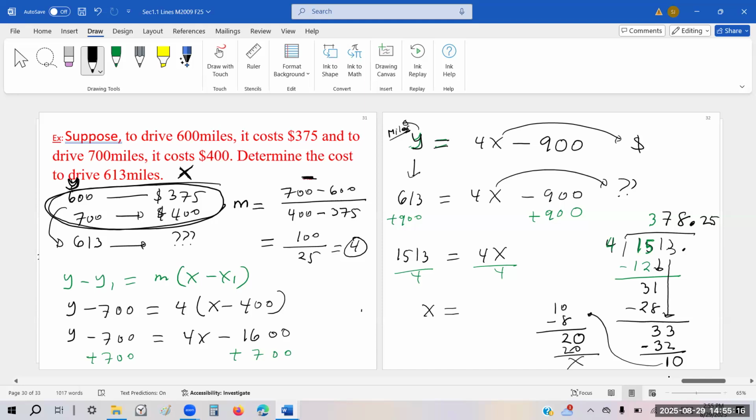So our X is $378.25. Does it make sense? Yeah. We have 375 and 400. Between that, we have 378. So it does make sense. Let me check the answer. Yep, the answer is correct. So yeah, in your exam, you may have to do manual division with decimals.